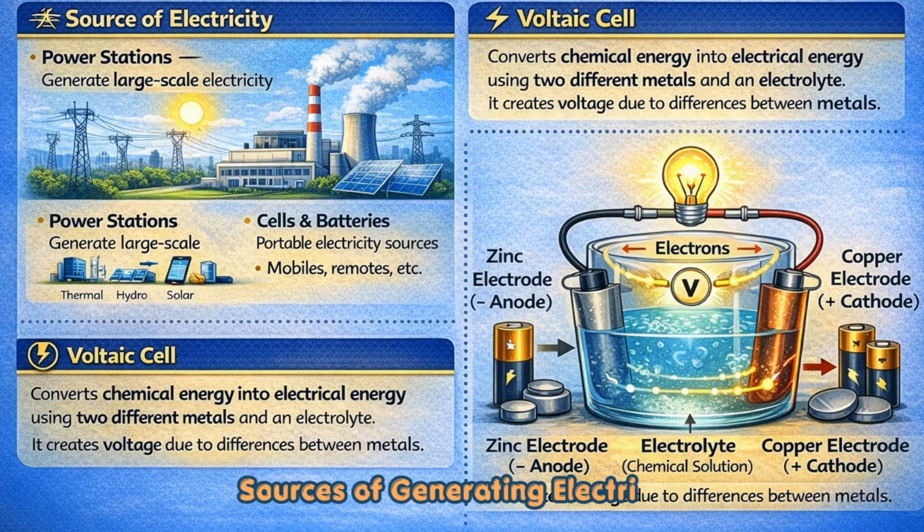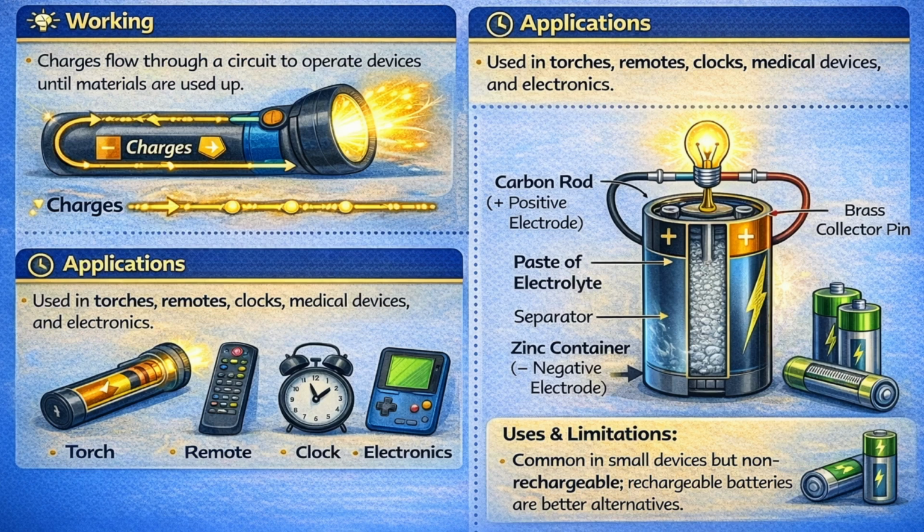Sources of generating electricity. A source of electricity supplies power to run devices. Power stations generate electricity, while portable devices use cells and batteries. A voltaic cell converts chemical energy into electrical energy using two different metals and an electrolyte. It creates voltage due to differences between metals. Working: charges flow through a circuit to operate devices until materials are used up. Applications: used in torches, remotes, clocks, medical devices, and electronics.